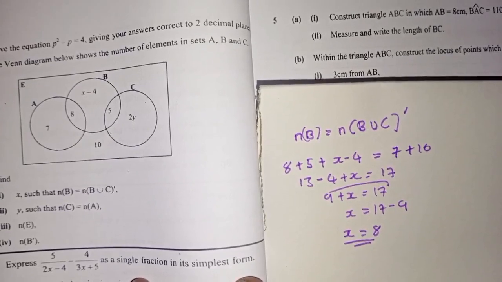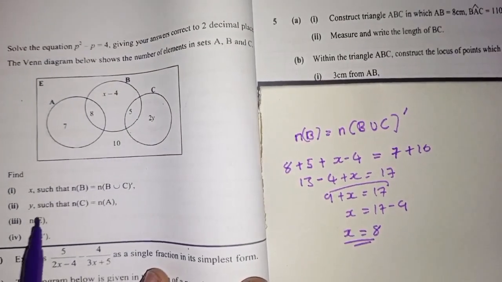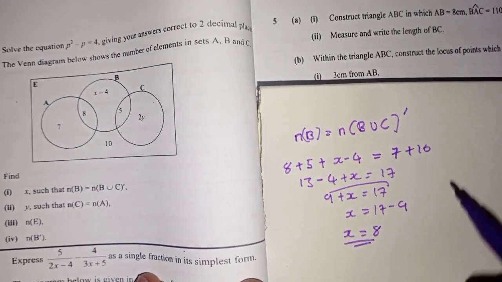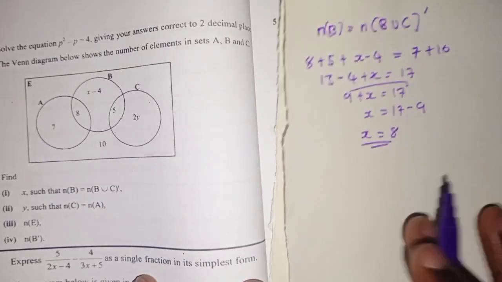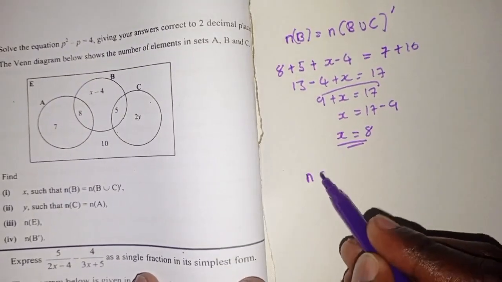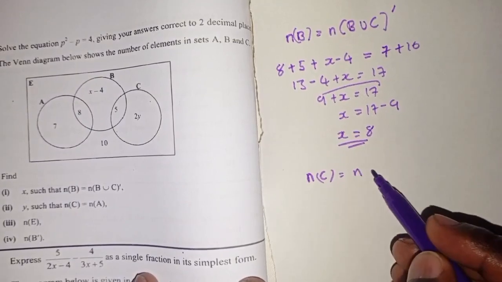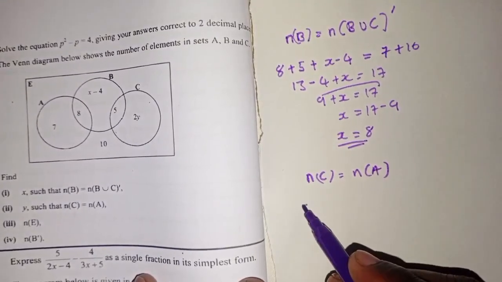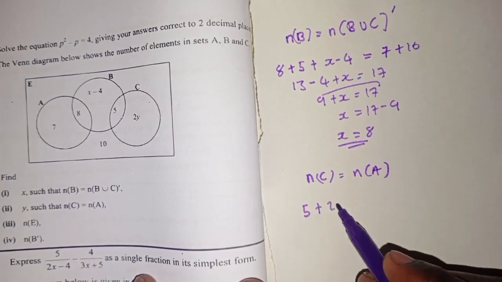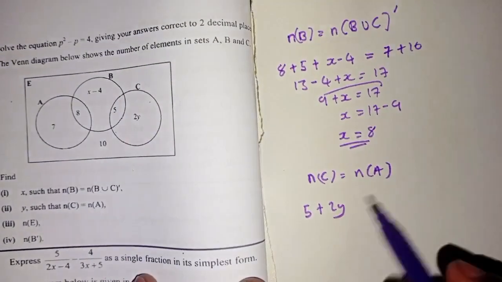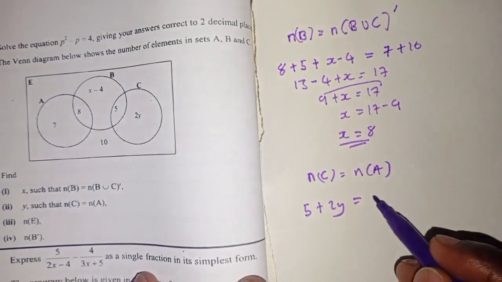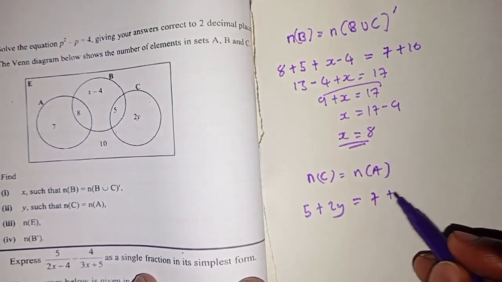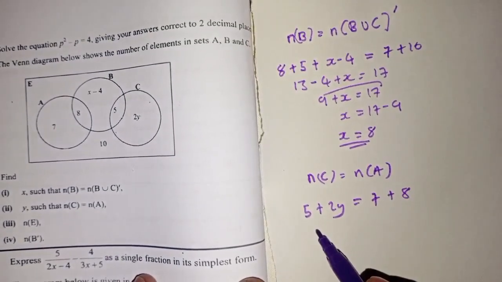Then the other one says, find y such that numbers in C is equal to numbers in A, okay, we're going to do it here. Numbers in C is equal to numbers in A. So C, what do you have? You have 5 plus 2y. This is all that is in C. In A, you have 7 and 8.